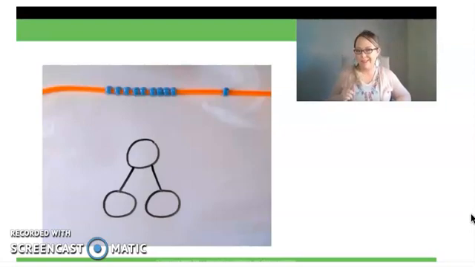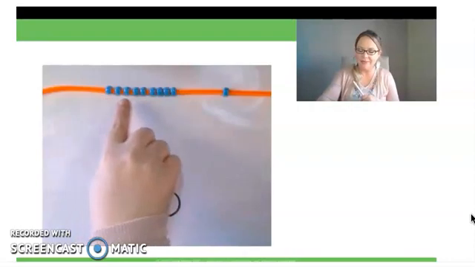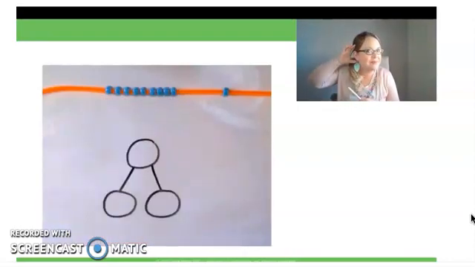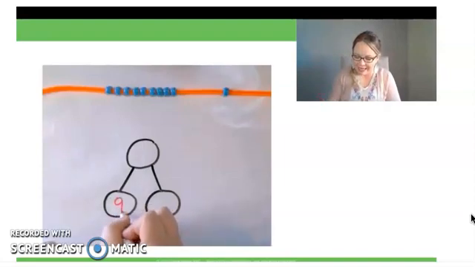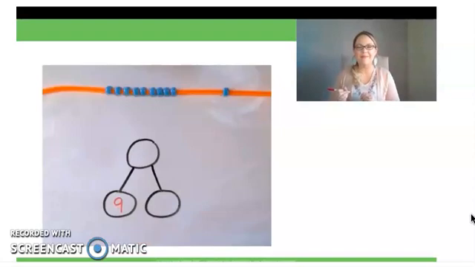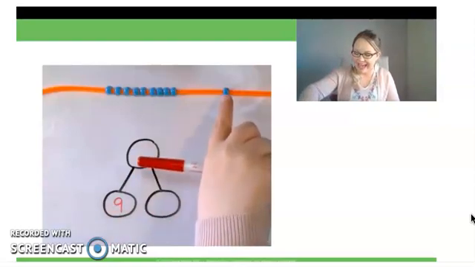Now let's fill in our number bond to show what we just did. So how many linking cubes do you have on one side? 9. Is 9 one of our parts or our whole? Think about it and tell me. Yes, 9 is one of our parts. What is our other part? Think about it. What's our part? 1. Yes, 1.